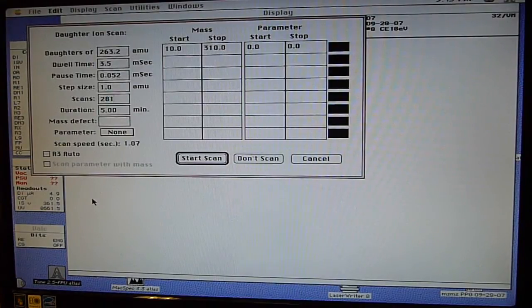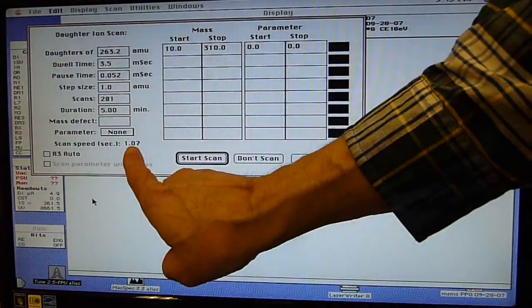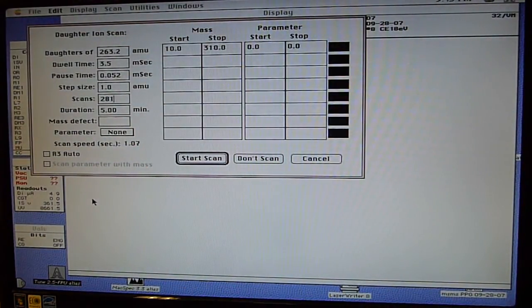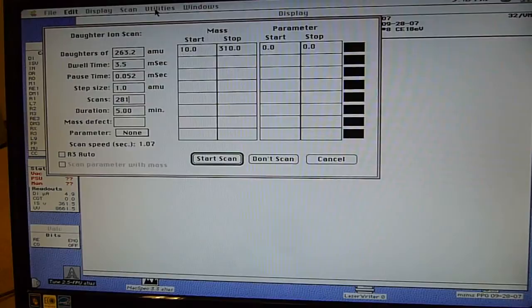That precursor ion then enters the Q2 collision cell, and Q2 acts as the ion source for Q3. Q3 will be scanning from 10 to 310 at roughly 1 second interval scans. And that's a typical MS experimental setup: Q1 lets through the precursor ion, Q3 scans the product ions.